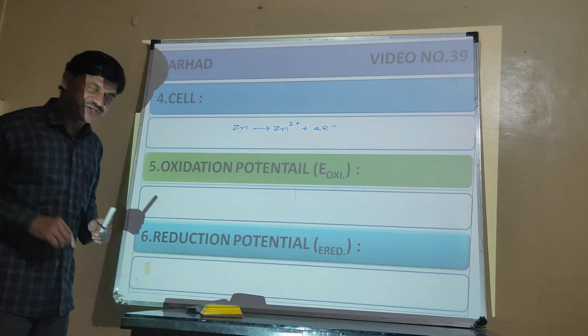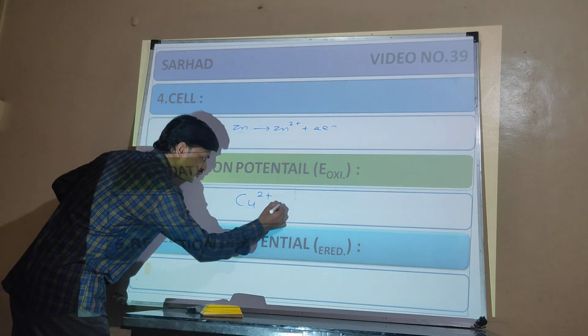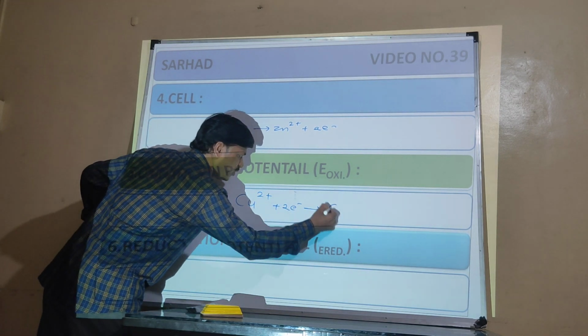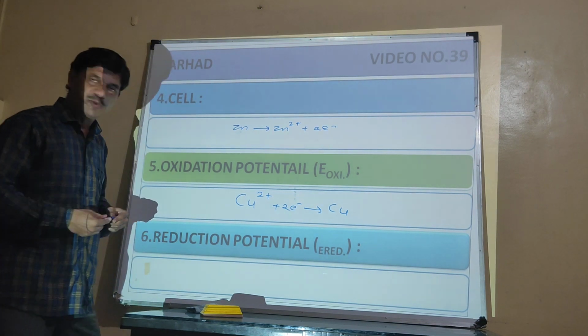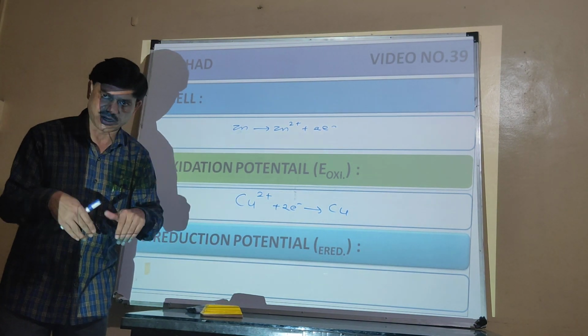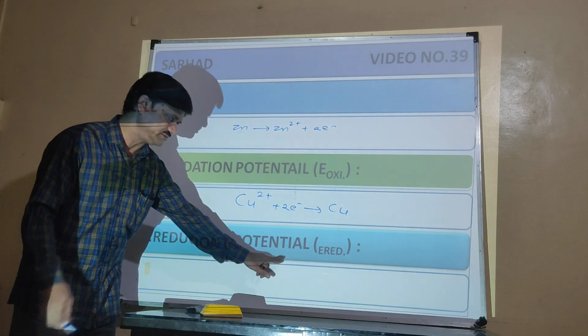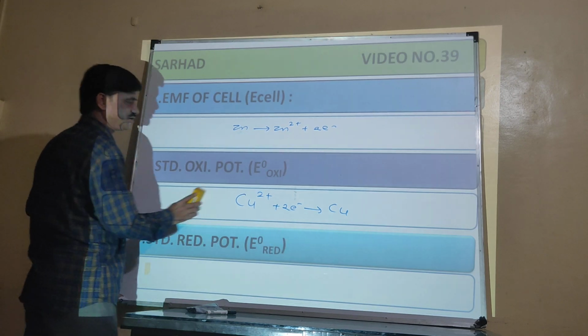What is reduction potential? Suppose we take the copper half cell. What happens? Cu2+ ion accepts 2 electrons to form metallic copper. So potential developed across the electrode is due to which one? Gain of electrons. This is called which potential? Reduction potential.